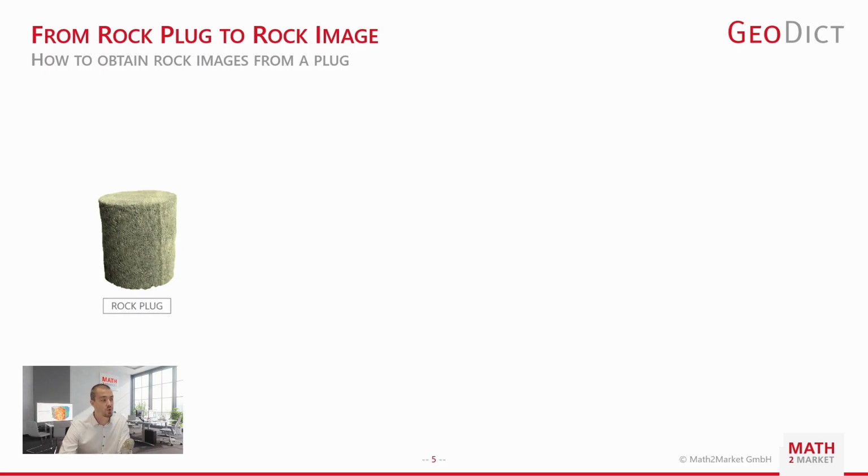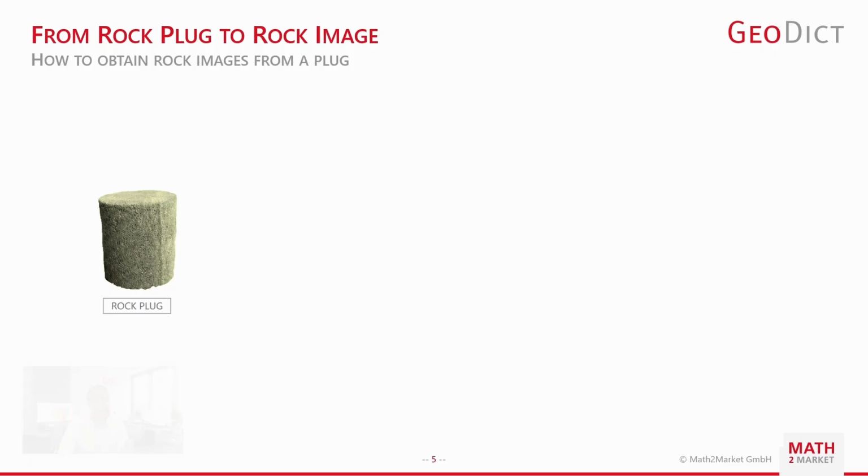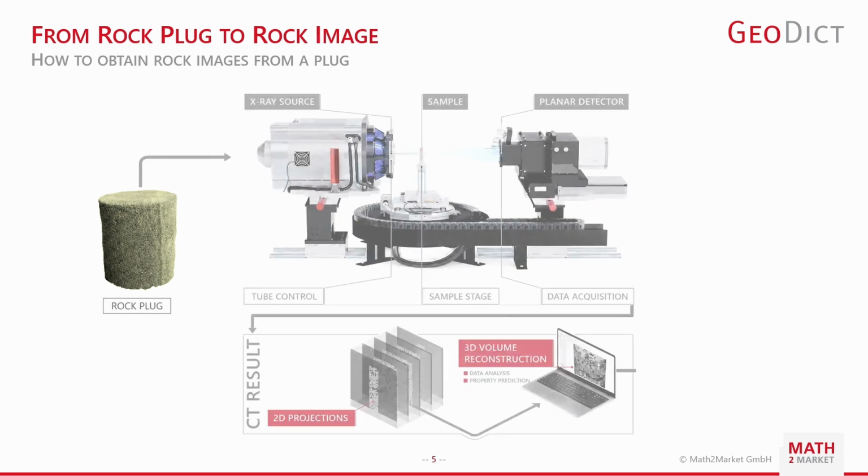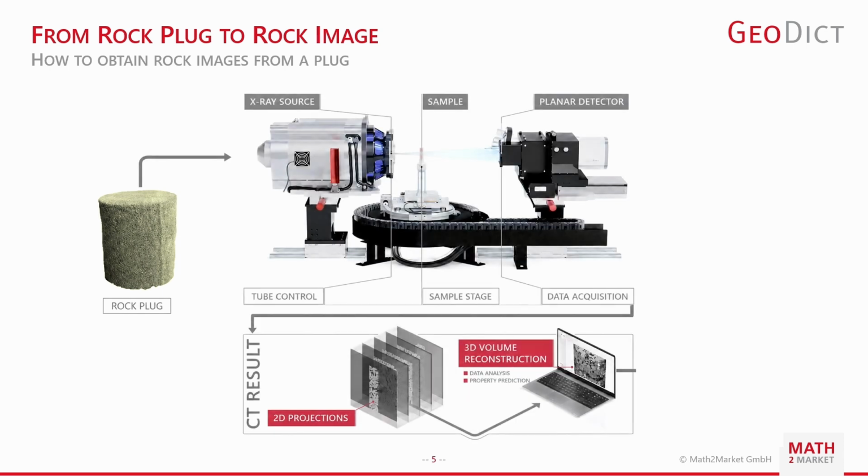So the first part of the whole digital rock physics or core analysis workflow is getting the rock image. This process starts by taking your core plug, or even taking smaller mini plugs out of it, which are then scanned in the micro CT device, where the X-ray source is shooting X-rays through the sample. The sample is at the same time being rotated, so you get a whole stack of 2D projections of your rock sample.